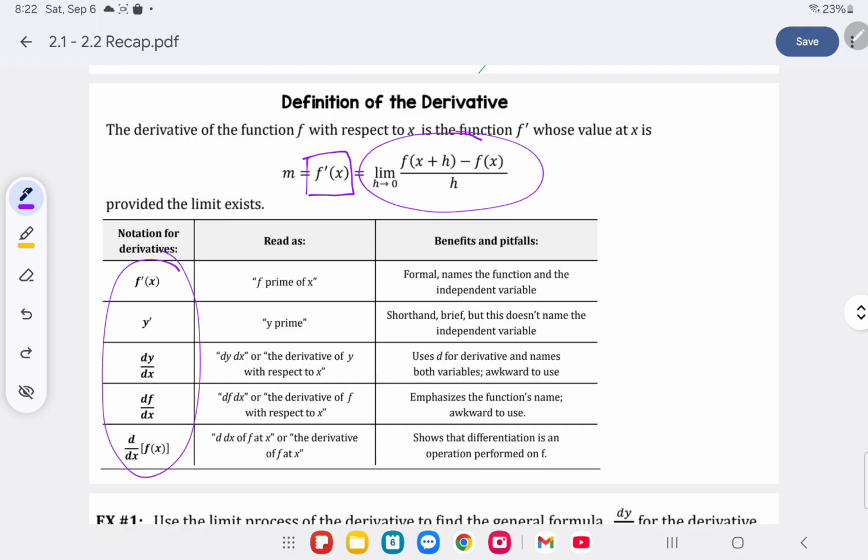However, there are multiple other ways you can see it written. All of these mean the same thing. So just kind of become familiar with that notation. These top 3, I would say we use the most. But f prime of x means the derivative of f at x. Y prime is just kind of like a shorthand way of writing the same thing, or dy dx means the derivative of y with respect to x. All those mean the same thing though.